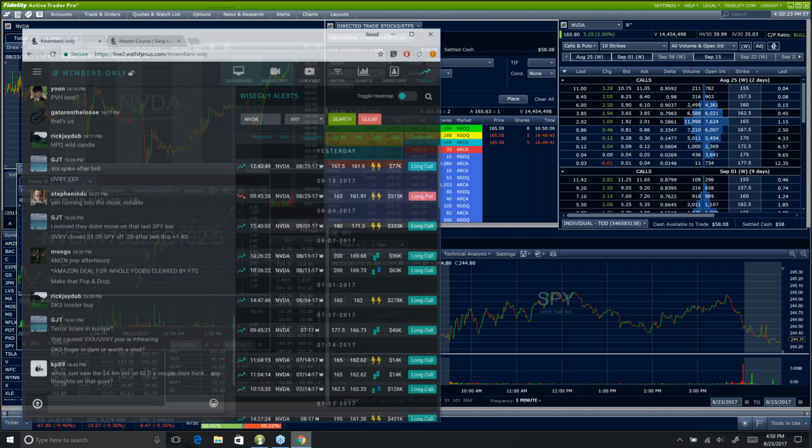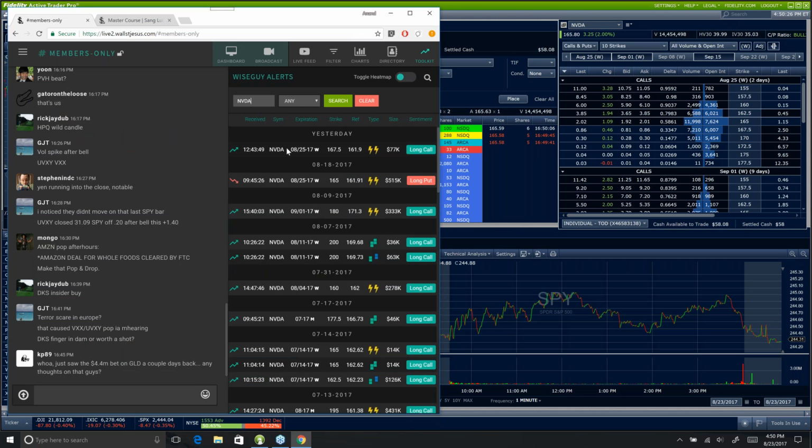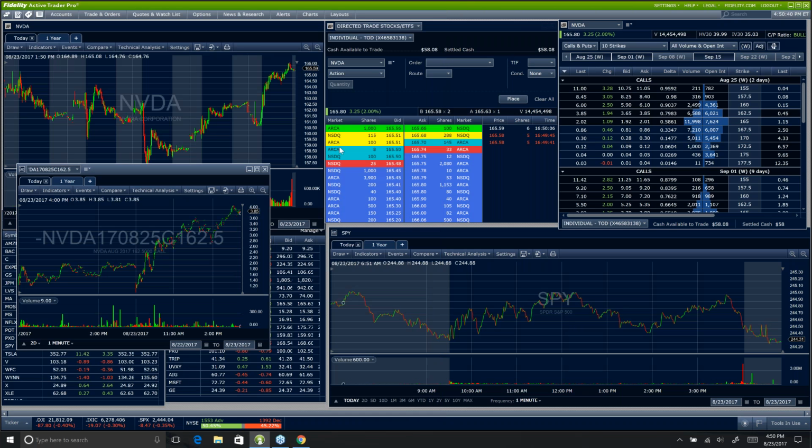And again, these will pinpoint you to things that maybe you aren't looking for. I wasn't looking for this. I was like, no way is this NVIDIA going to 167. I didn't even take that trade. I looked at it, I was like, this guy is insane. And lo and behold, NVIDIA charges to 166, and this guy doubles his money. Now, he gapped down, he was down 50% on his trade. You could have got it for cheaper.